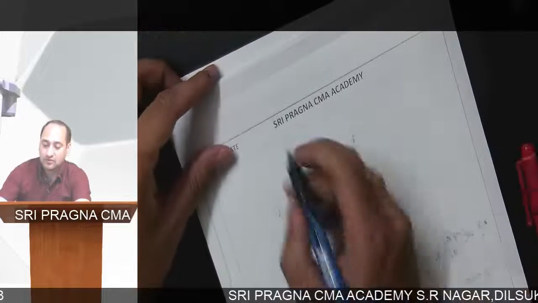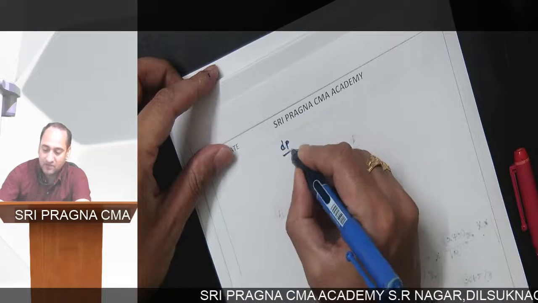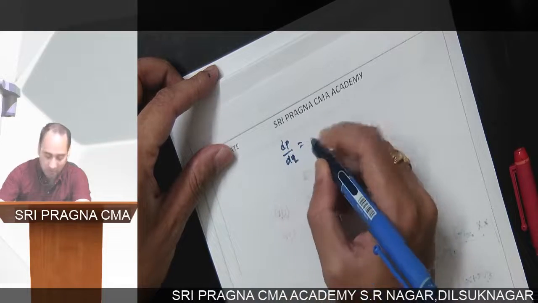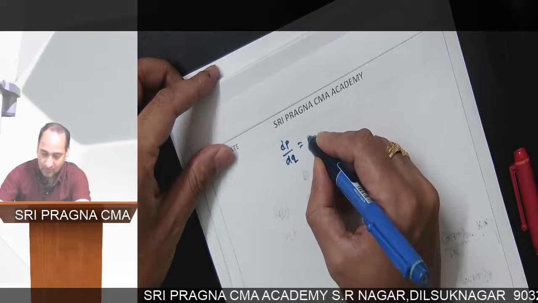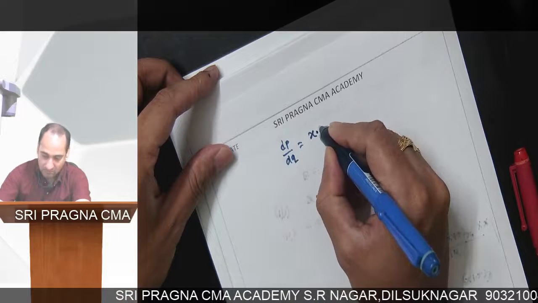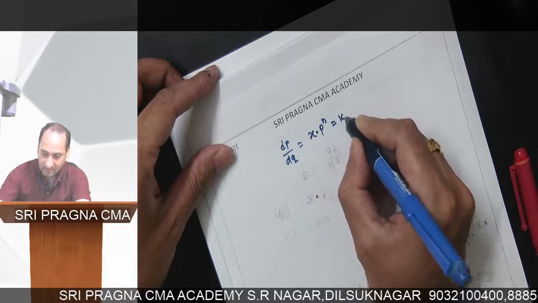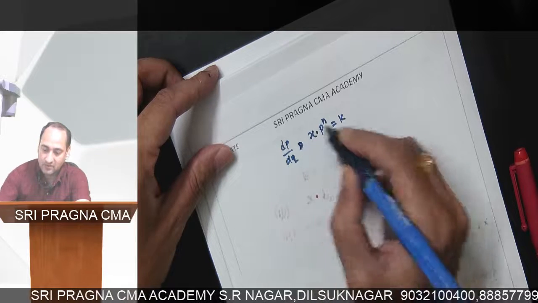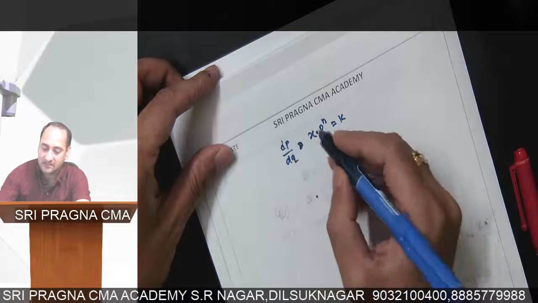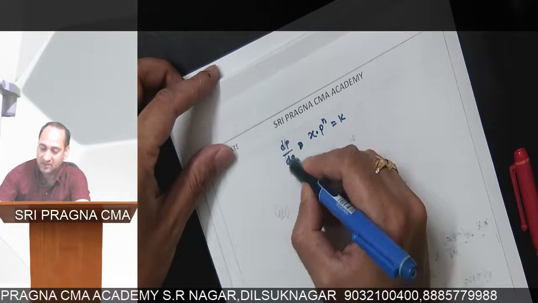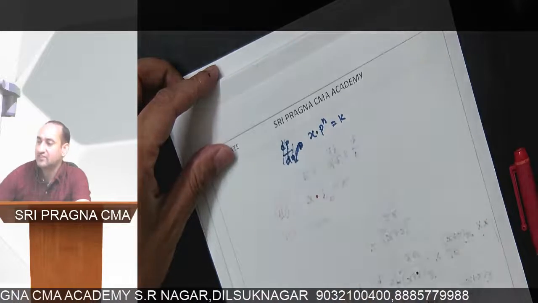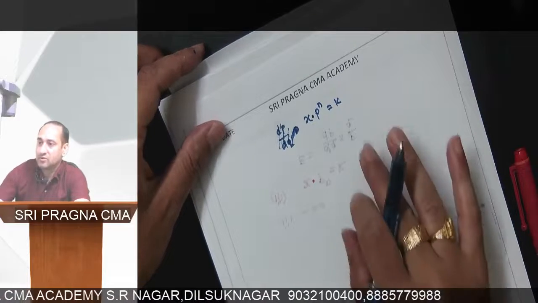Okay, so dp by, please focus here, don't write because you will not understand then. Okay, so x into p to the power n is equal to k. What do we have to do? We have to do the differentiation. Just we have to do the differentiation of this part.